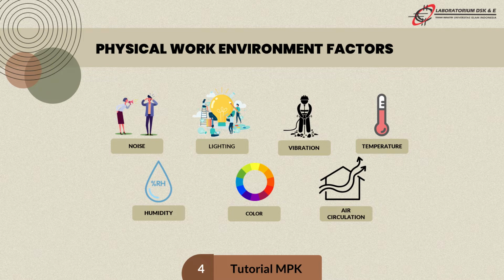Meanwhile, Sihombing 2004 said that the physical environment is one of the elements that must be empowered by an organization to create a sense of comfort, peace, and can increase good work results to improve the performance of the organization. There are a lot of physical factors that you see on your screen, but in this tutorial we will only discuss lighting, temperature, noise, and vibration.